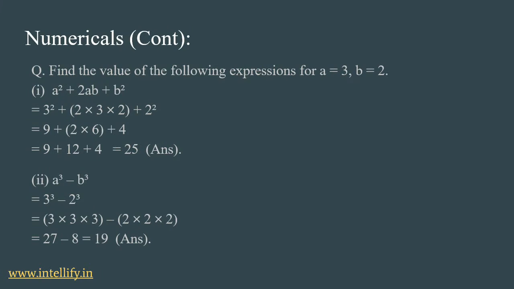Next, a cube minus b cube. Again putting the value of a equals 3 and b equals 2 we get 3 cube minus 2 cube. So 3 into 3 into 3 is equal to 27, and 2 into 2 into 2 we get 8. So 27 minus 8 is equal to 19.